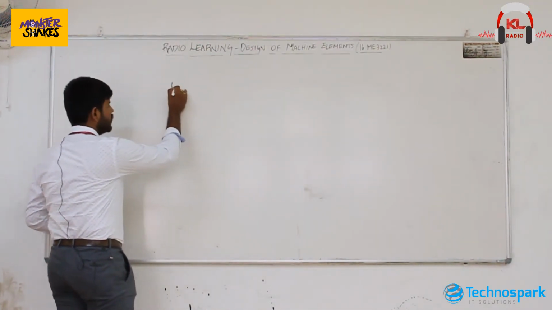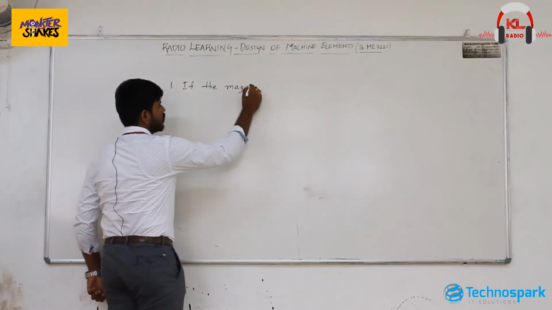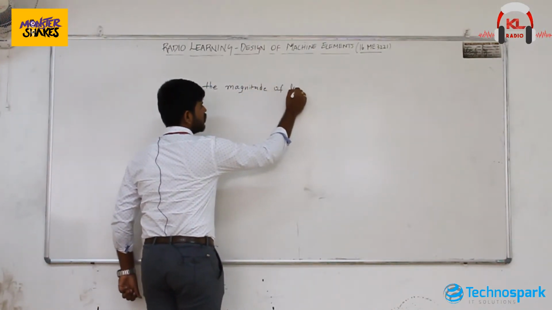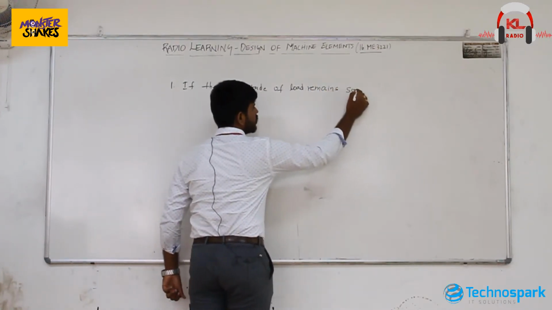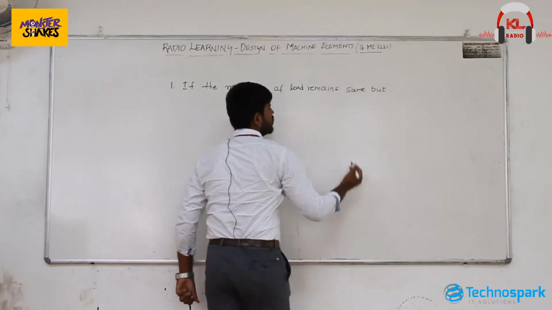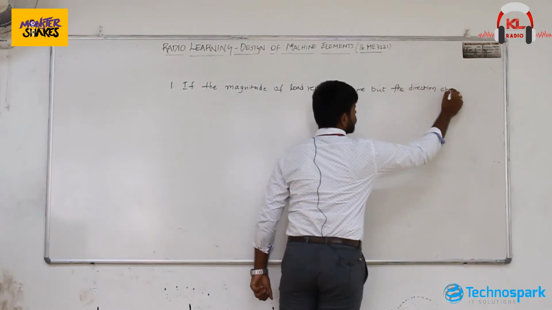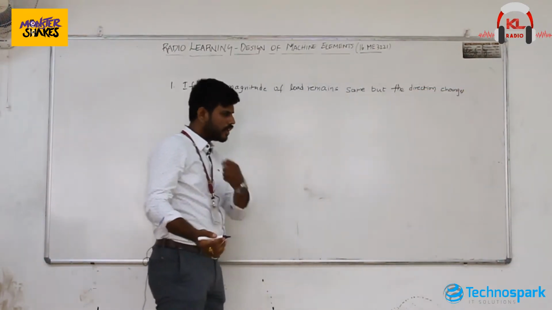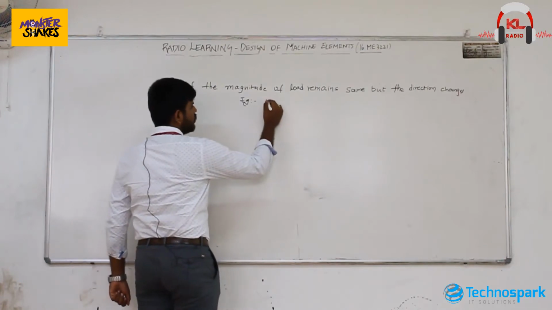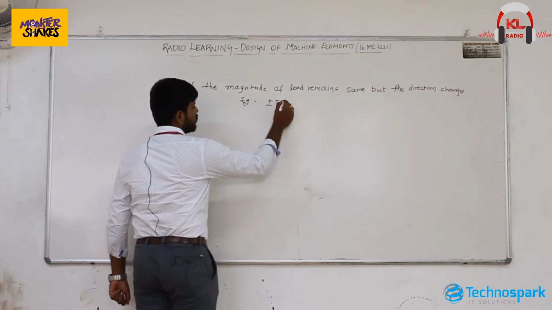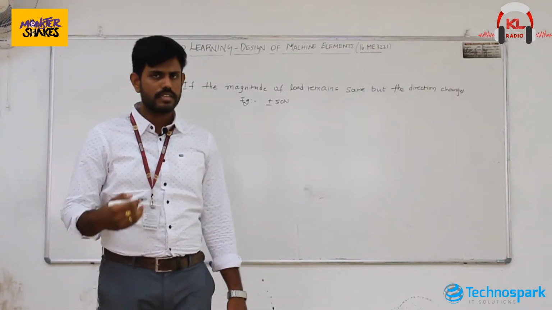So the first type is, if the magnitude of load remains the same but the direction changes. Example, you can quote it like this: the load varies from plus or minus 50 newtons. So you can say that the direction of load is changing but not the magnitude.